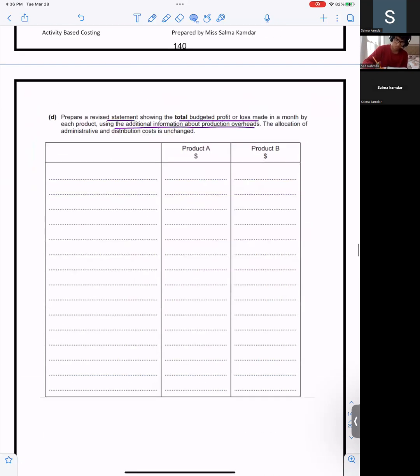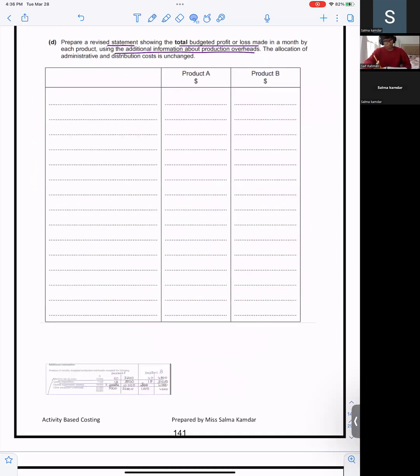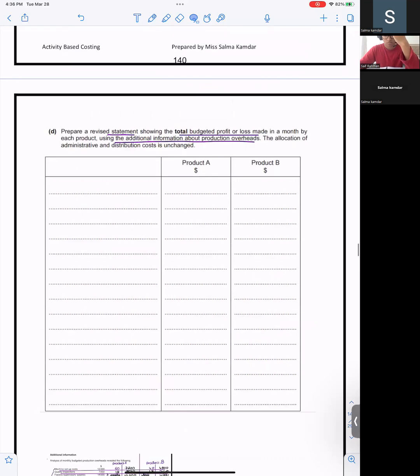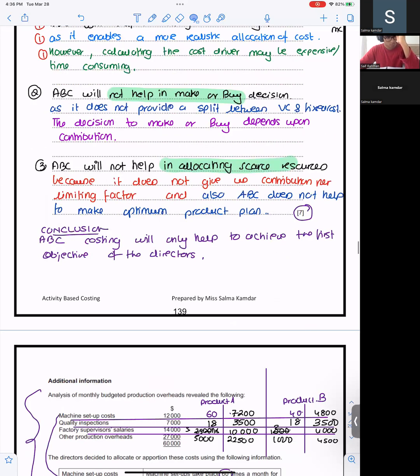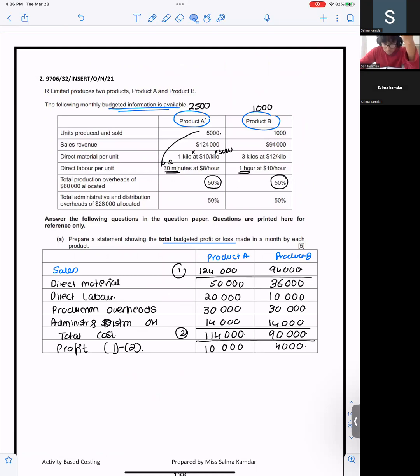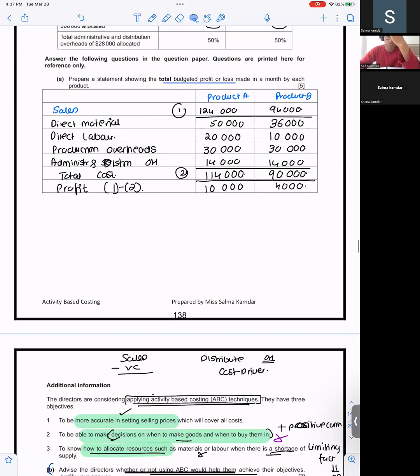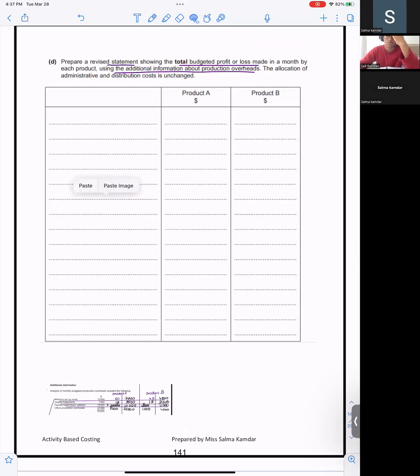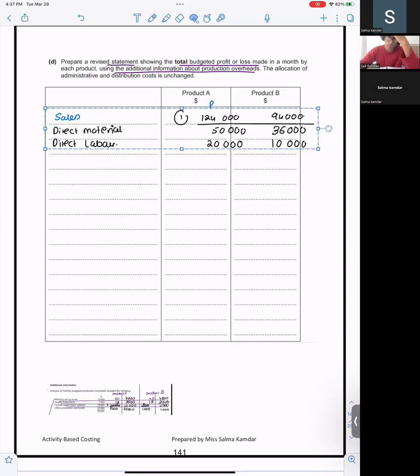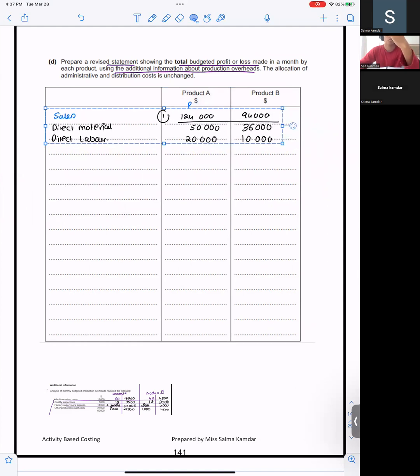Now what do you have to do? You have to find a revised statement. Now when I'm finding the revised statement, I can just take the direct material and direct labor and sales directly. So I will take the same thing over here when I'm making the revised statement. Sales I can take directly. Direct material and direct labor I can take directly.